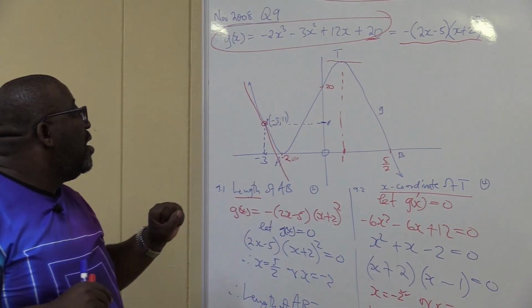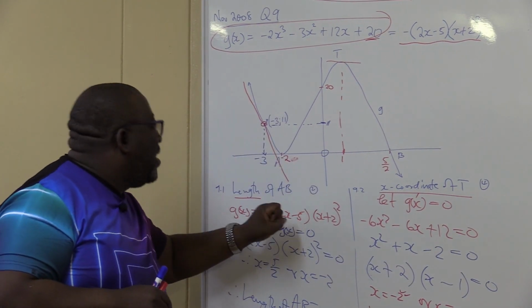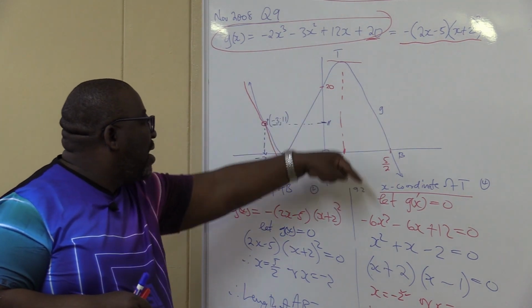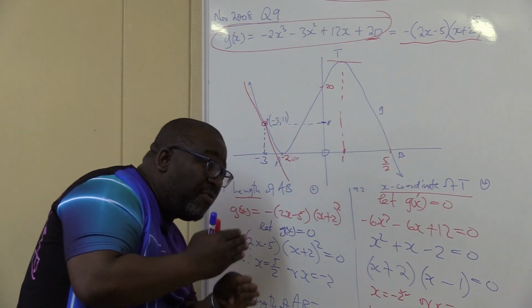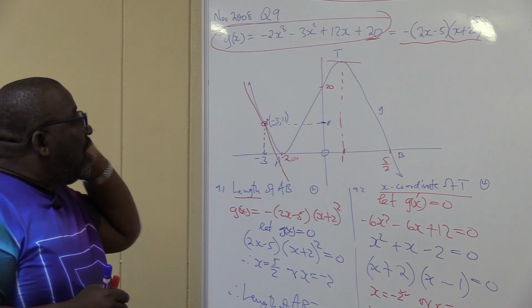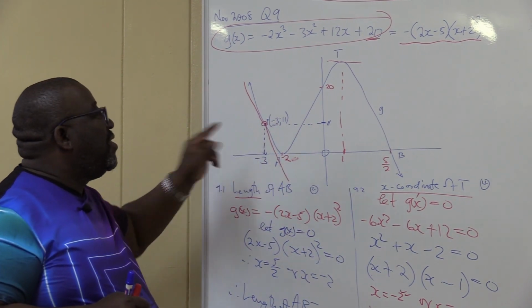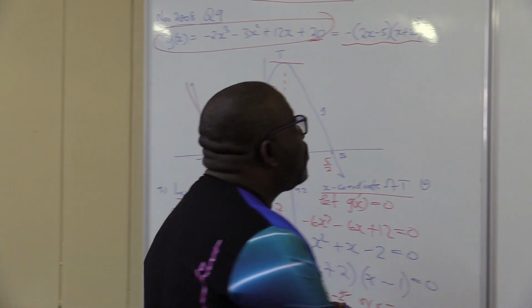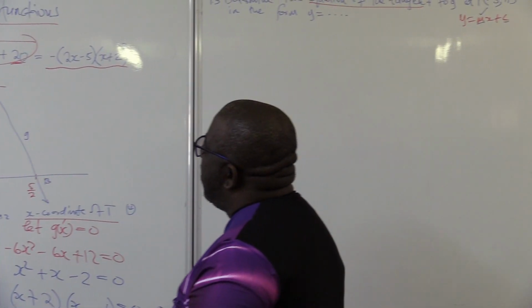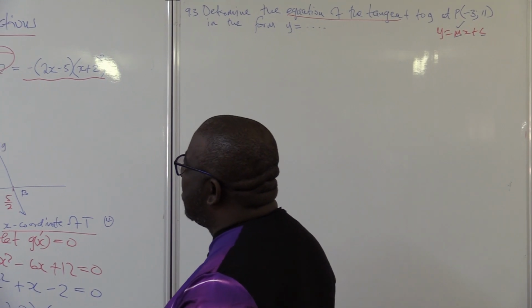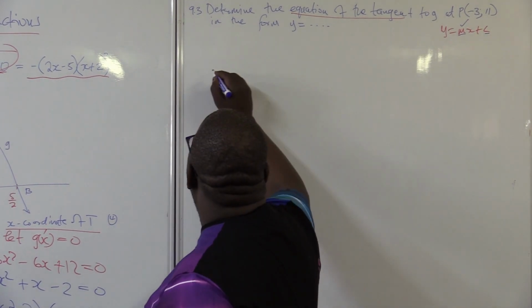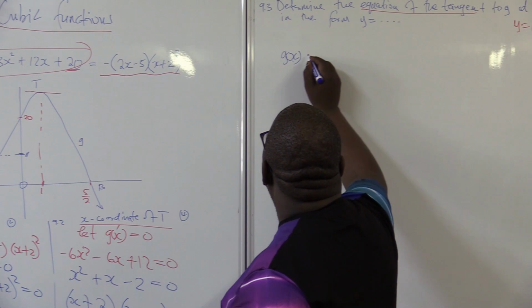I repeat, the gradient of this line is the same as the gradient of this one at this particular point, at the point of contact. So if I'm looking for the gradient of the tangent, I've got to look for the gradient of this one at this particular point. Let's do the same. Let me find my gradient, g of x prime, my average gradient in this particular case.